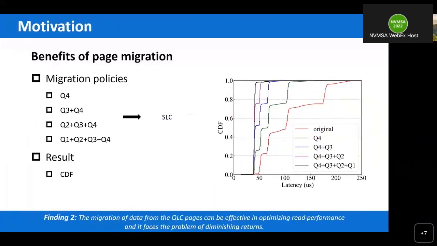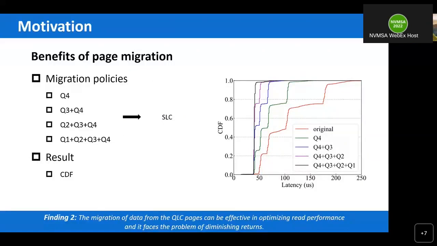A simple solution to improve the read performance is to migrate the data in the QLC region to the SLC region. Page migration can be easily realized by reading the data in the QLC region and rewriting them. In the following migration test, we have a test file in the QLC region at the beginning. During the first migration, all the Q4 pages of the test file are migrated to the SLC region. Next, the Q3, then the Q2, and finally the Q1. In the end, all pages are in the SLC region.